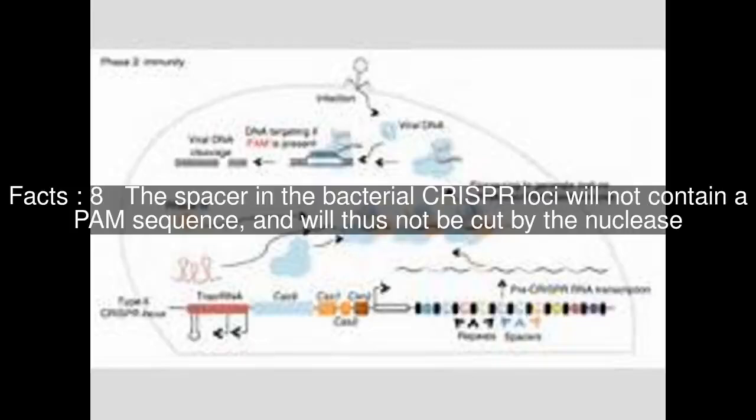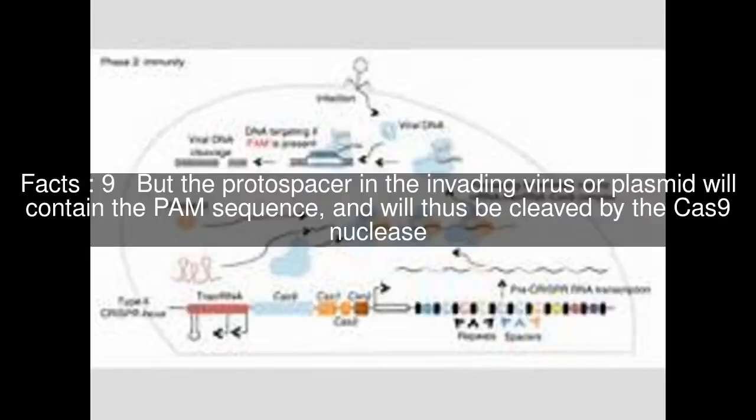The spacer in the bacterial CRISPR loci will not contain a PAM sequence, and will thus not be cut by the nuclease. But the protospacer in the invading virus or plasmid will contain the PAM sequence, and will thus be cleaved by the Cas9 nuclease.